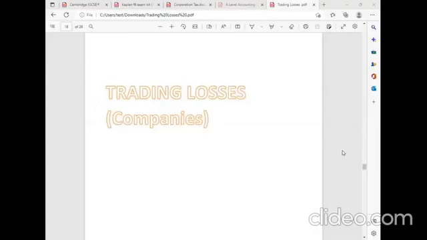Trading losses for companies. Please note that this topic is similar to individual trading loss, but a bit easier. In individual trading loss, we have lots and lots of things. The first one was that the basis period was applicable when we calculated loss for individuals. But for companies, there is no basis period at all.